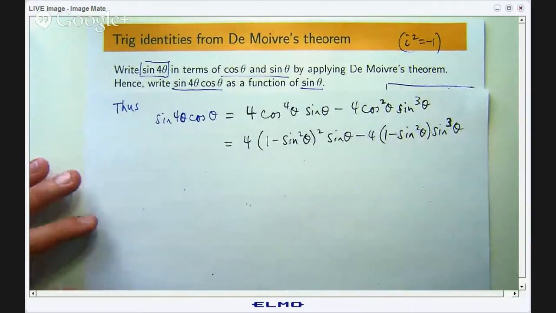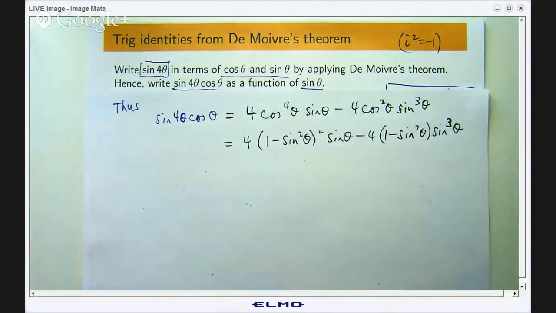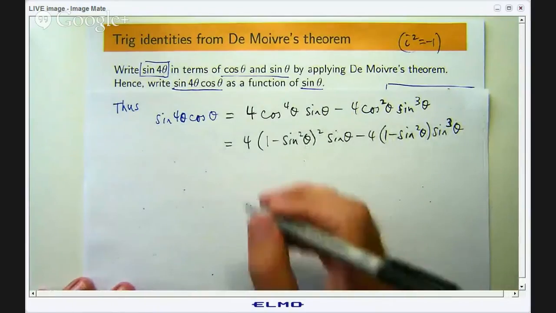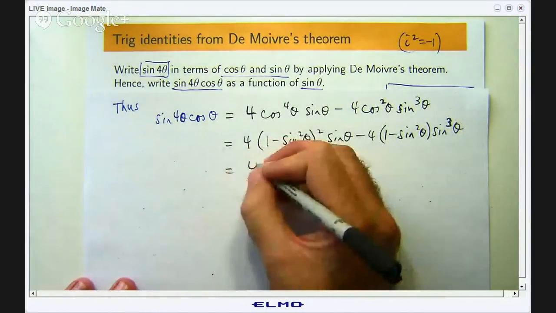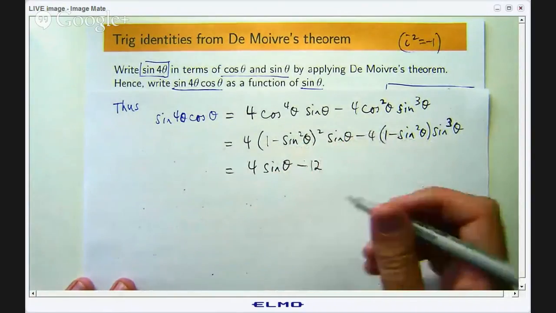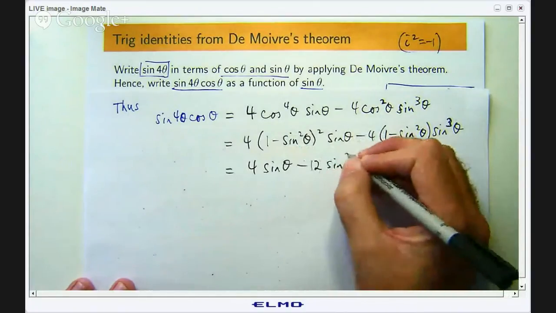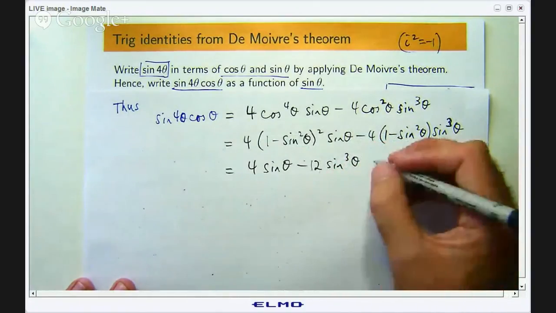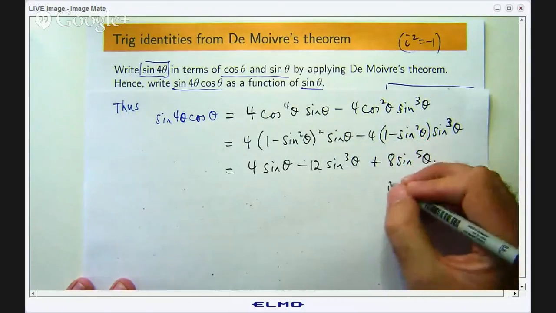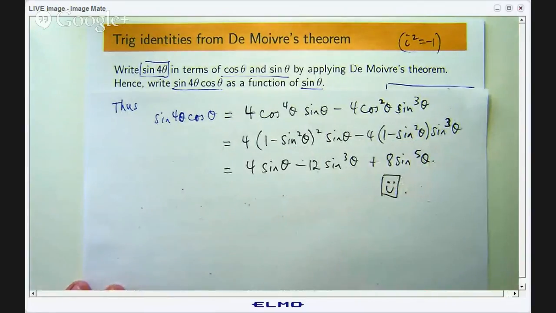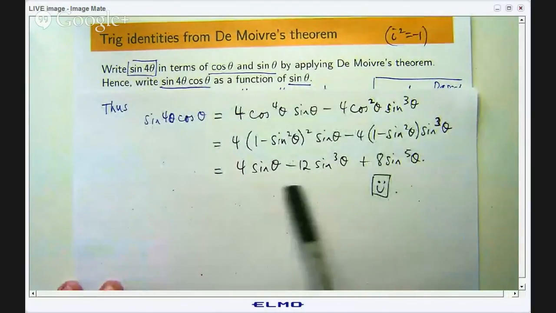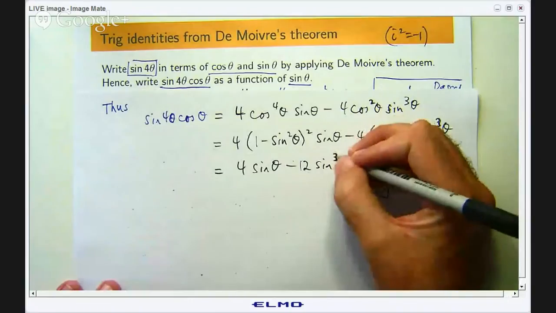Okay, so now I've got sines here. It's just up to me to simplify it now. Now if you expand out these brackets and do the simplification, you will get the following. So I invite you to just put in, I think it's one line. So I've now got this as a function basically of sine theta.